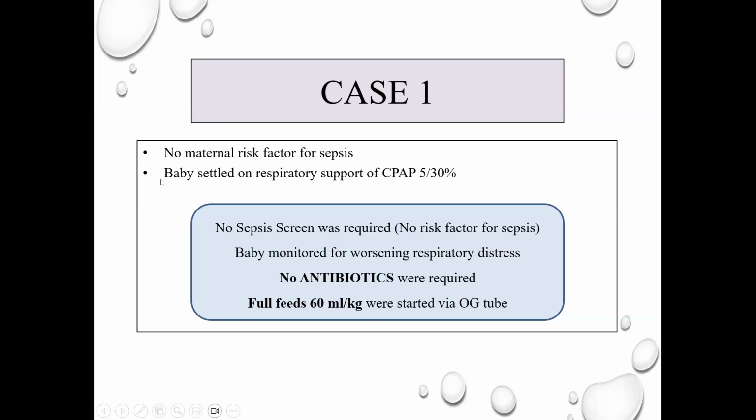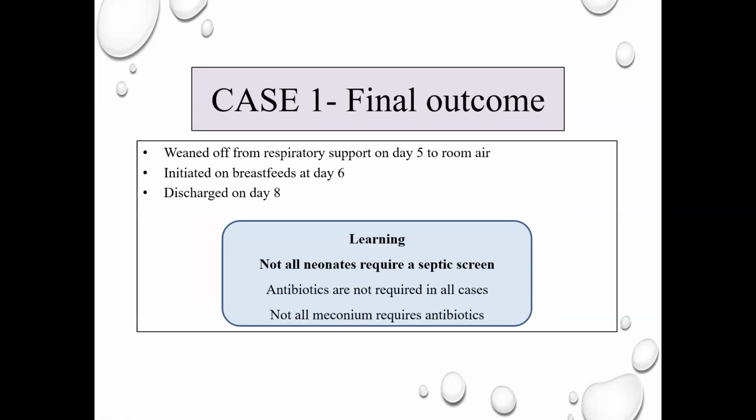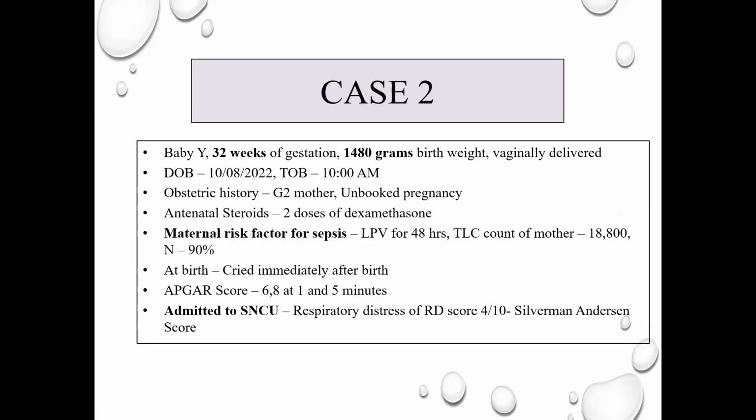So this was case 1. Just note there were no risk factors and the distress was stabilized. Obviously, as he was born from meconium stained liquor, he stabilized by day 4, day 5. And we started full feeds, and he was a term baby. So by the time he was off respiratory support, breastfeeds could also be initiated, and he was discharged early by day 7 or day 8.